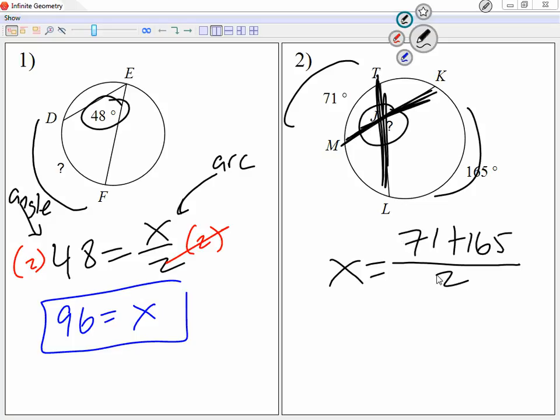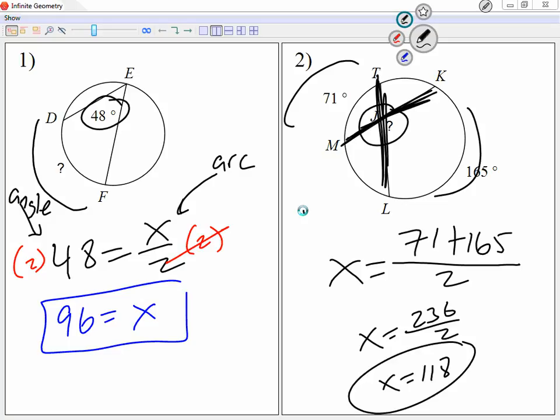I know when the angle's on the outside and we have subtraction, I told you guys always the big one minus the little one. In addition, it doesn't matter which one comes first. So now my fraction is all numerical. I can work the top. 71 plus 165, that's 236. So 236 over 2, so x equals 118.